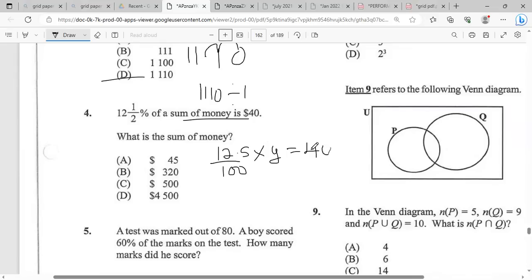And from there, we can transpose. So it will be y equals 40 times 100, and then we divide by 12.5. So 12.5 gives you a quarter of 100, so we take 8 times that. So this now works out to 320.